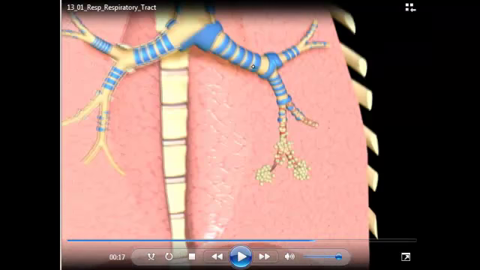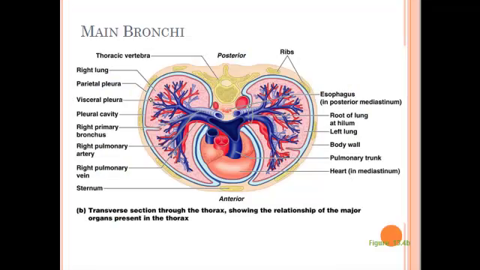As it breaks up into smaller and smaller tubes, it eventually gets to the very smallest part of the respiratory tract, which is the alveoli, which we'll talk about here in just a second. In this picture, this is a cross-section, so we're looking down on top of the lungs, and you can see the relationship of all the organs to the parts of the respiratory system.